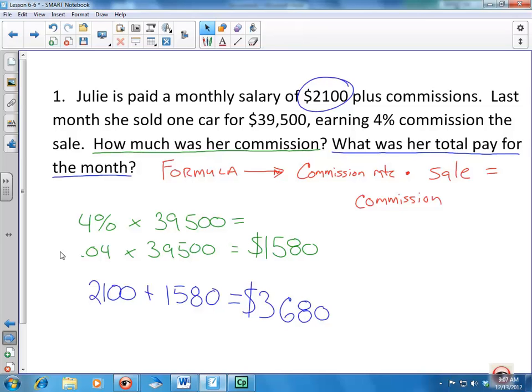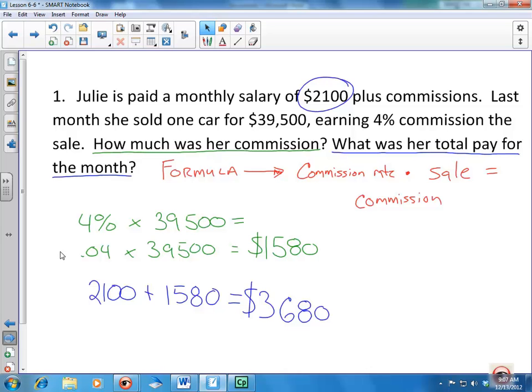Well, if she sells 18 cars, obviously what we would do is add up the price for each one of those cars, and then multiply that times our 4%, and that would give us a different commission amount. Her monthly salary never changes. It's always $2,100. Now, her commission could go up and go down, though. Okay?